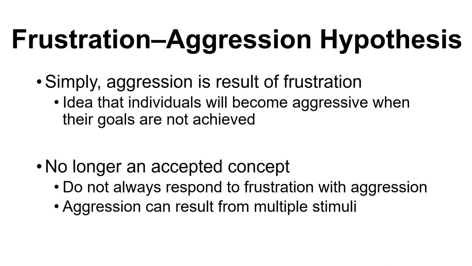So we'd say that individuals will become aggressive if, say, their goals are not achieved. They are frustrated in their attempts to accomplish something. So in these situations, you're going to get that negative affective state. You're going to get really worked up, and it's going to lead you to lash out because of that frustration. And some people might tack onto this the idea that that lashing out due to frustration might actually be a way of venting some of that frustration.